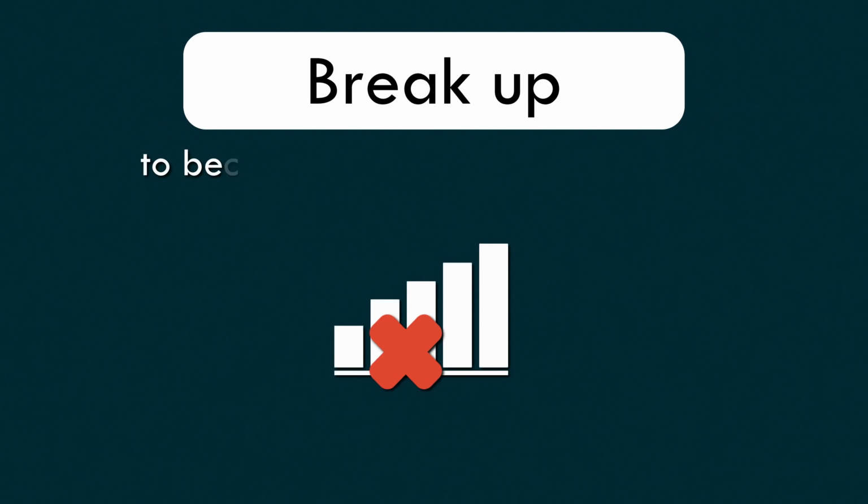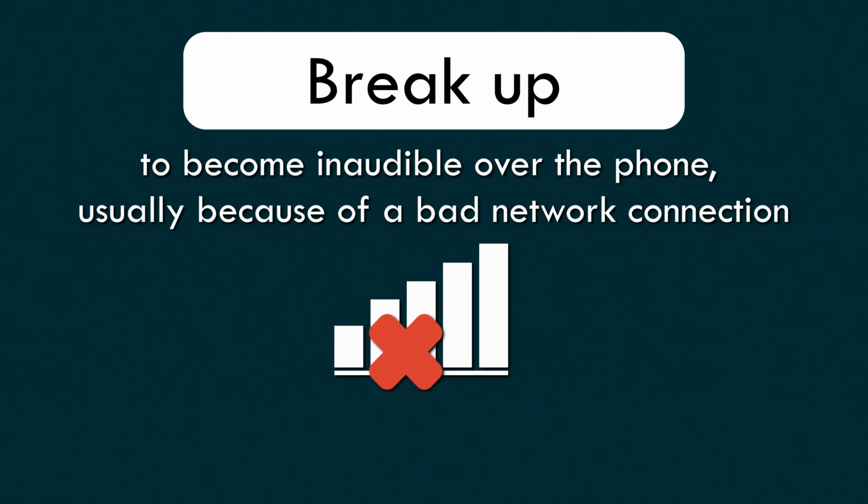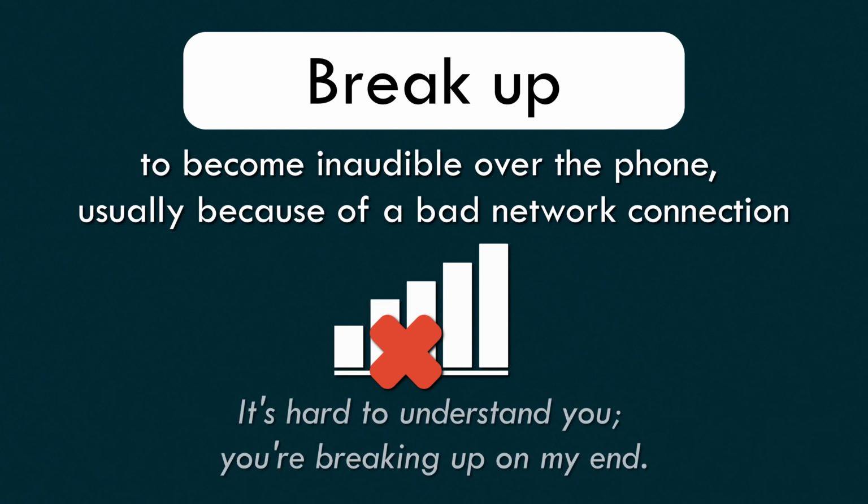Break up. When a person who is talking on a mobile phone breaks up, the voice on the line stops and starts unexpectedly, and it's hard to hear and understand each other. This can happen due to a weak signal, bad network connection, or technical issues with the phone or service. For example, "It's hard to understand you, you're breaking up on my end."